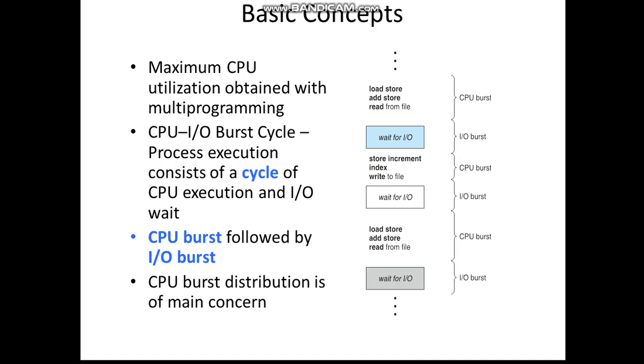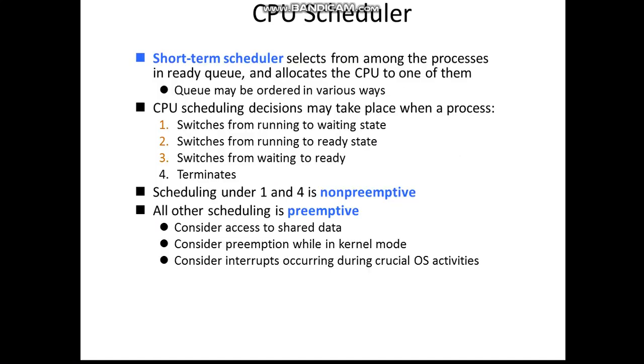Usually every CPU burst is followed by an I/O burst. We are mainly considering CPU burst distribution in this particular chapter. As we have already seen, the different schedulers of CPU are the short-term scheduler, mid-term scheduler and long-term scheduler. The main goal of selecting processes from the ready queue and allocating them to the CPU is a major task of the short-term scheduler. So this allocating of processes to the CPU is done by the short-term scheduler.